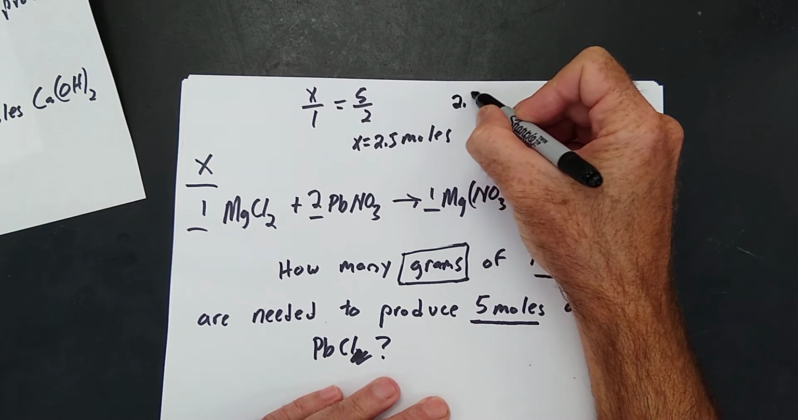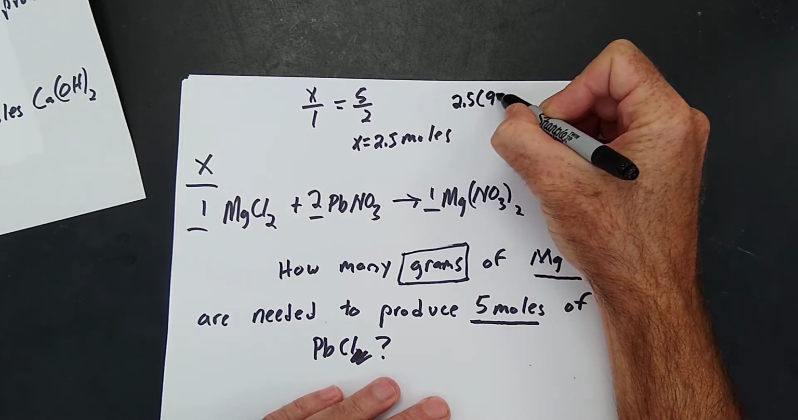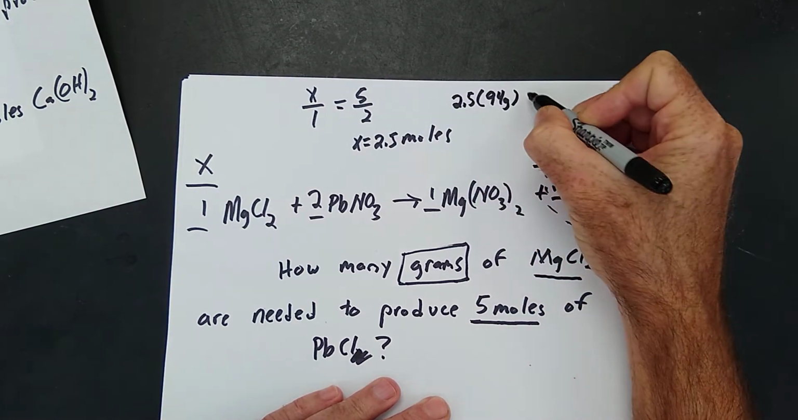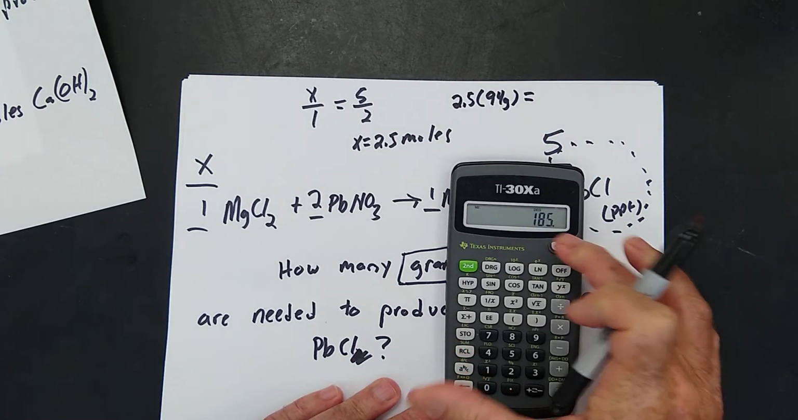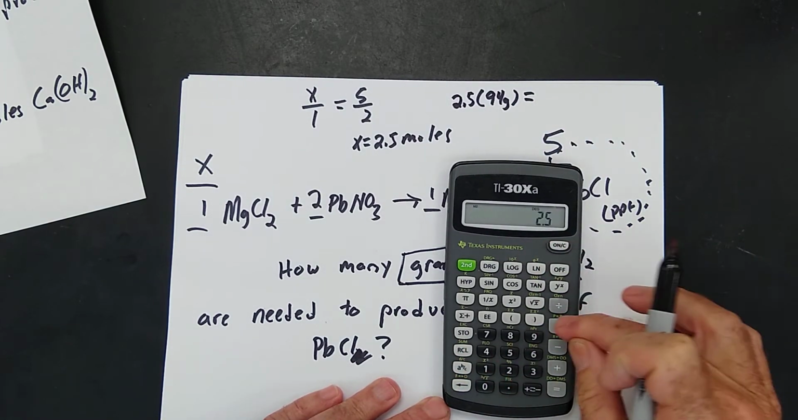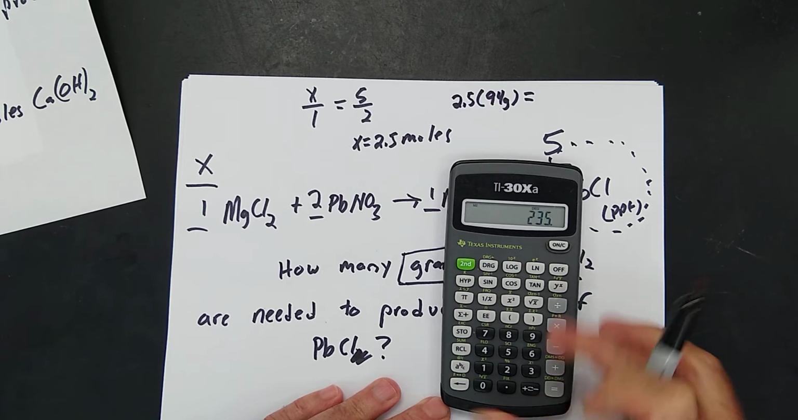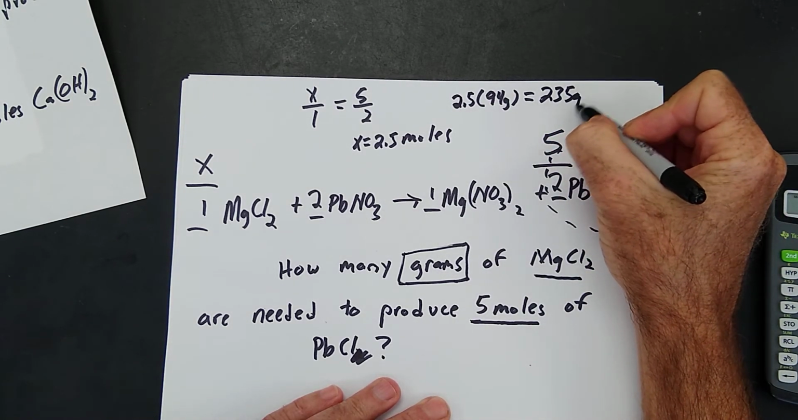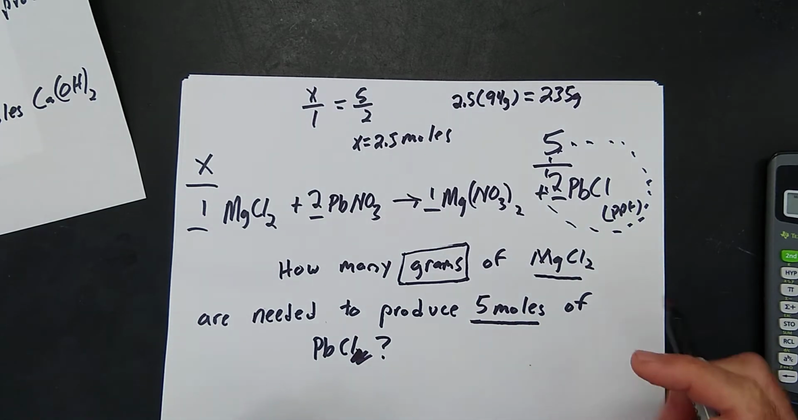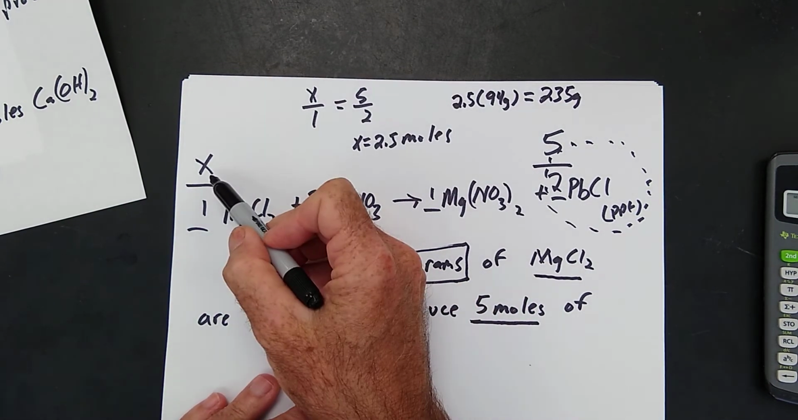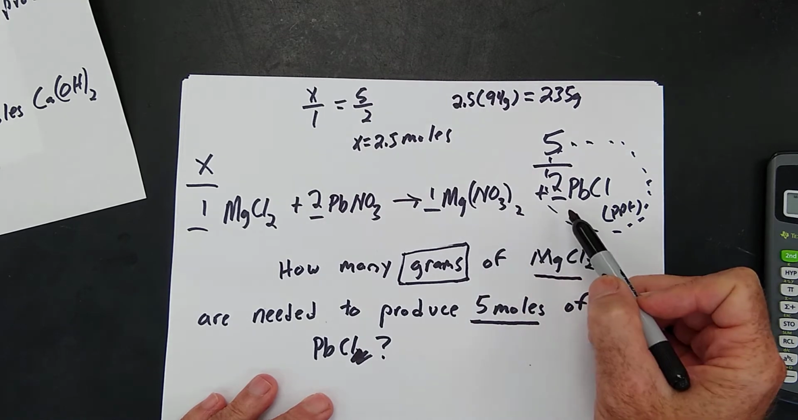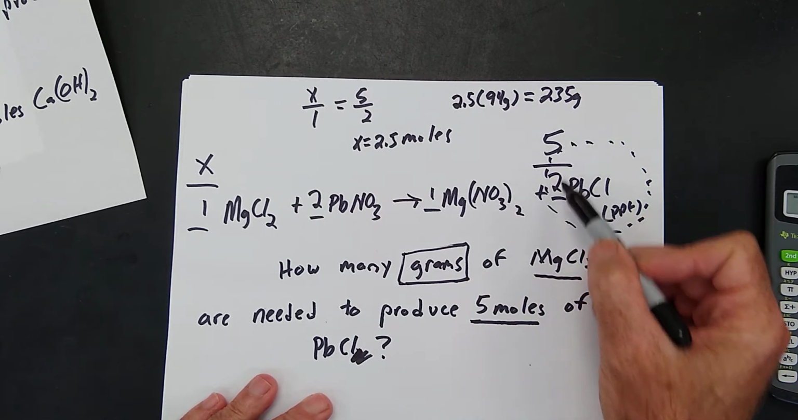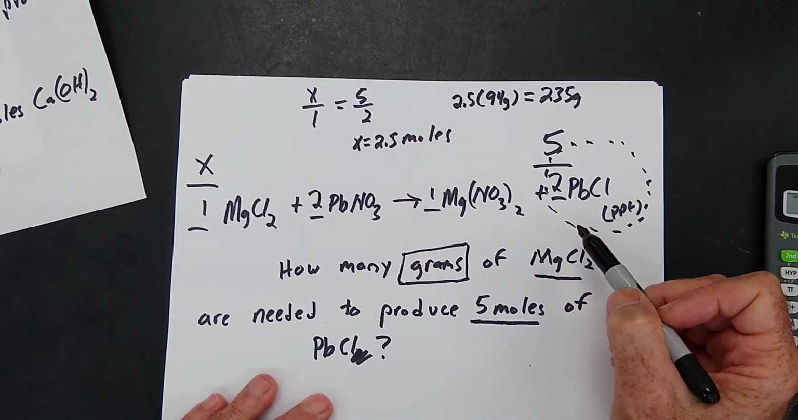So up here, 2.5 moles times 94 grams per mole. Take my calculator. 2.5 times 94 equals 235 grams. 235 grams of MgCl2 are needed to produce 5 moles of lead-1 chloride.